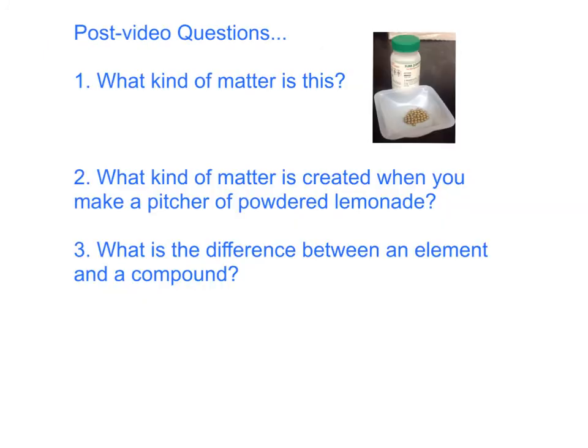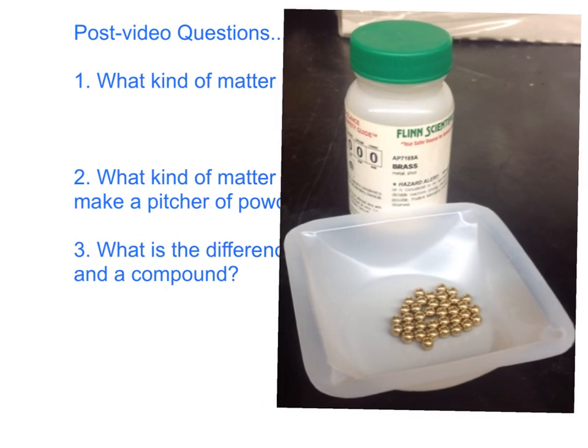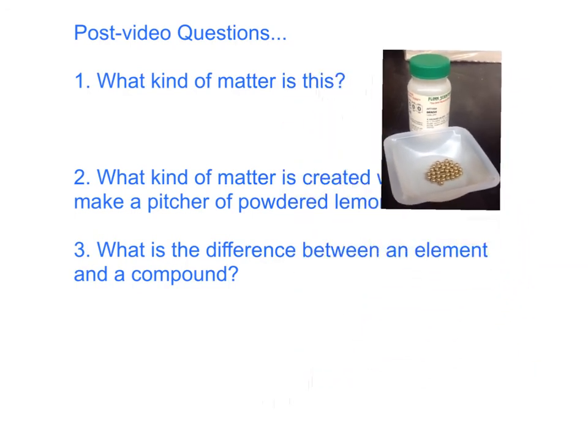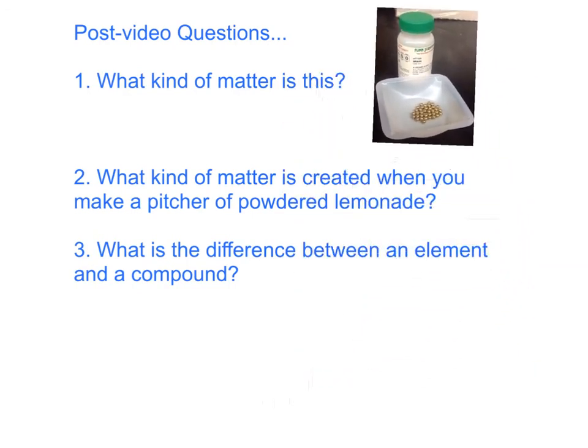All right, post-video questions. We have 3 of them for you to answer. The first thing is, what kind of matter is represented here to the right? It is brass. You can see there's some brass dumped out into a dish, shiny little pellets. Please tell us what type of matter this is. Is it a compound, element, mixture, homogeneous mixture, heterogeneous mixture? You might need to do some research on your own.